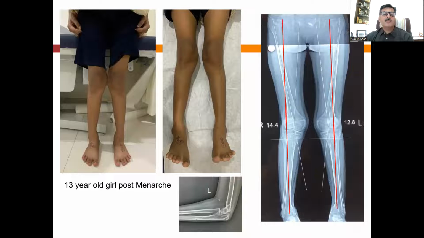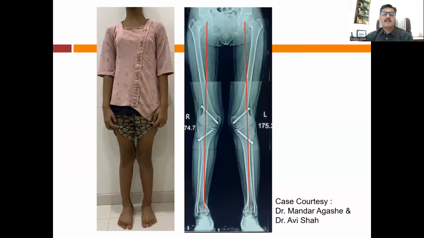This 13-year-old post-menarchal girl, who has a moderate deformity as you can see, they used PET screws in both the distal femur and proximal tibia, and the deformity partly got corrected, and the family is now okay with the cosmesis of this girl. So PET screws can be used near skeletal maturity.